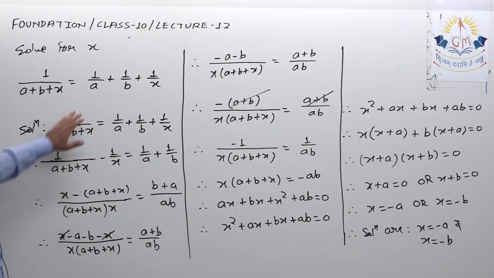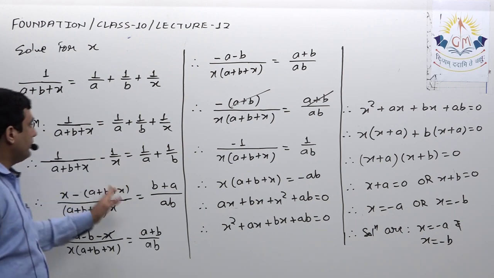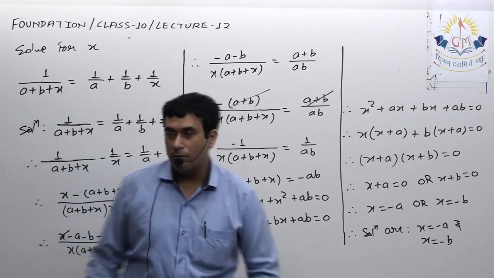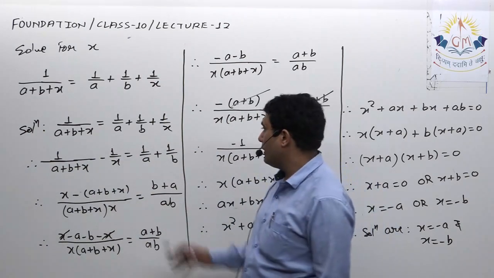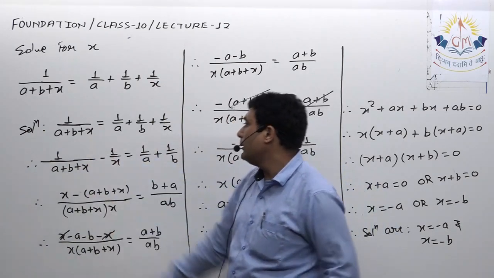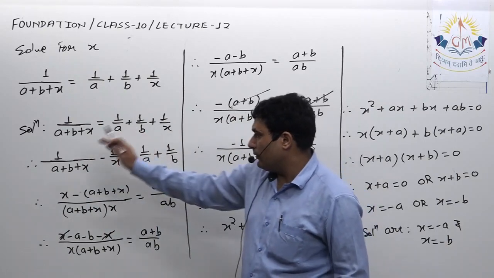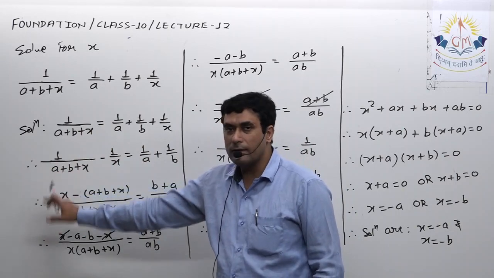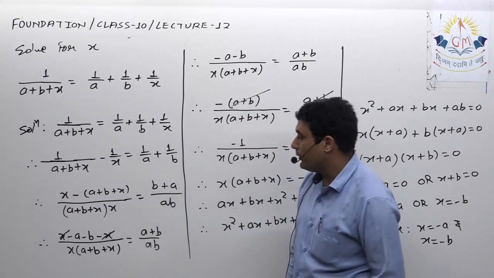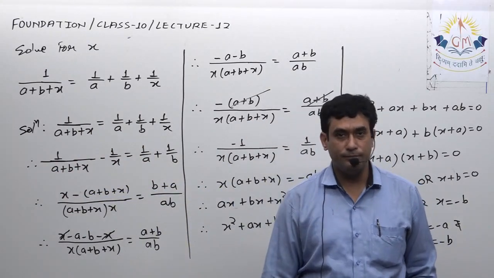If you want to keep this 1 upon x on that side, definitely you get the solution, but it may take some extra time, so it is advised that you take 1 upon x on the other side, or 1 upon a, or 1 upon b, whatever. Take any one on the other side, then start solving, so it will take less time.